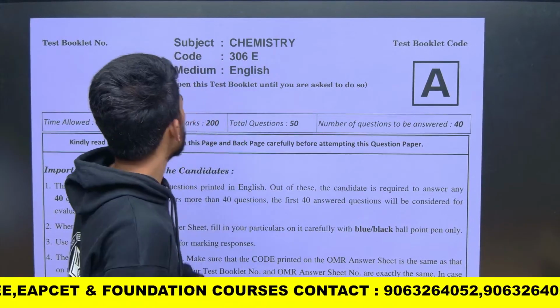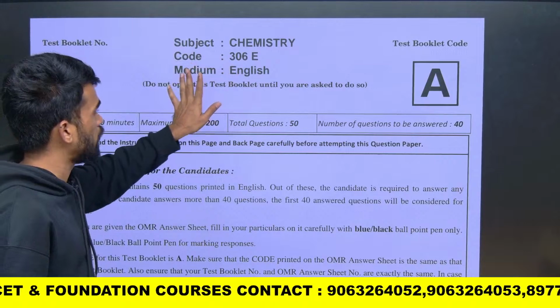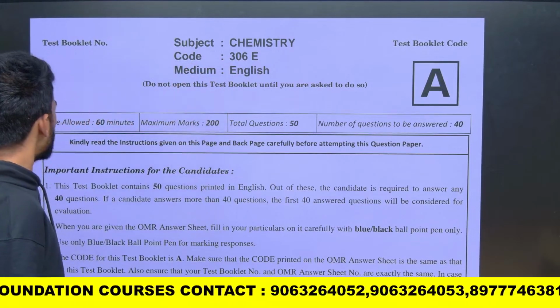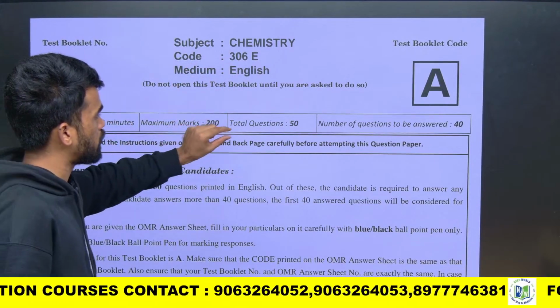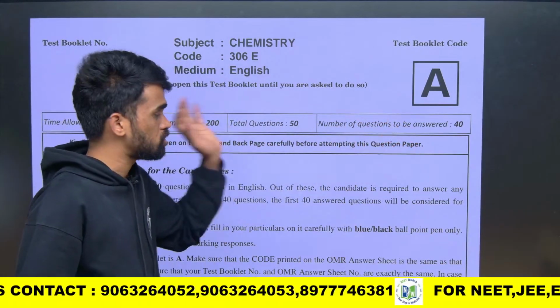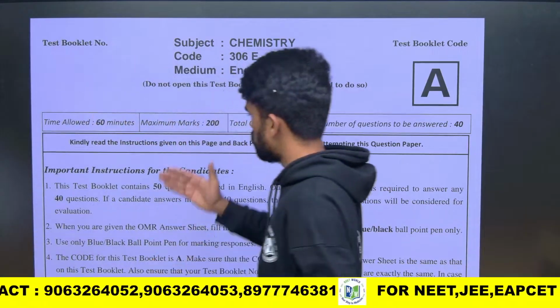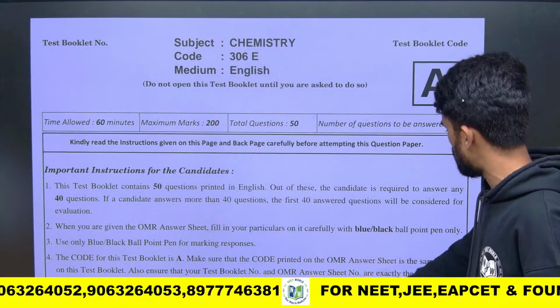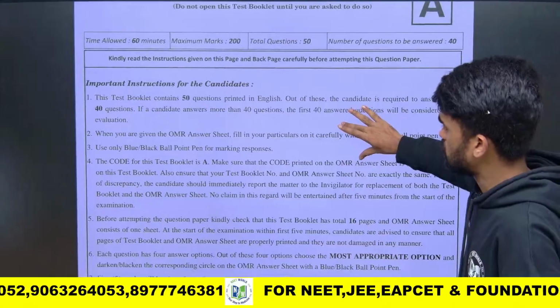So the subject is chemistry, and the code is this one, and it is an English medium paper. The time allowed is 60 minutes, maximum marks 200, total questions are 50, okay. The number of questions to be answered is 40 here as per the question paper. So this is the information given here about the CUET exam instructions, okay.